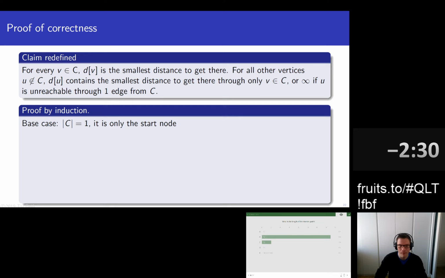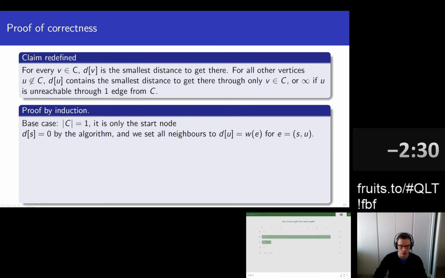this claim is true. So first, consider the case where I have only one vertex in my cloud, namely my start node. Well, the algorithm says that the distance to my start node is 0, and all of the neighbors are going to be exactly the weight of the edge to the neighbors. Why? Well, because the weight of this edge must be smaller than infinity, and therefore we update them.